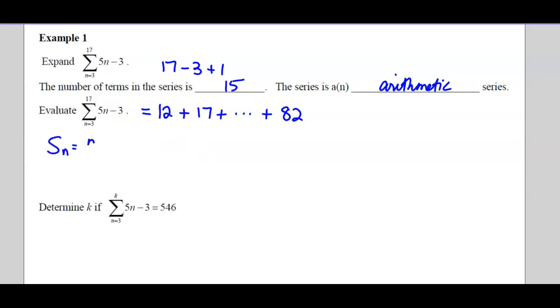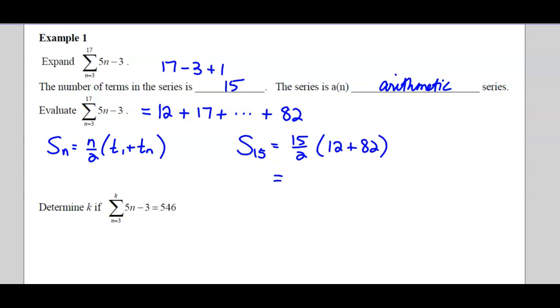I'm going to use the n over 2 times t1 plus tn formula, just because I know that last term, I already did that work. So now this is S15 equals 15 over 2 times, in brackets, 12 plus 82. And you can just find the value. I don't really need to see the order of operations of that.